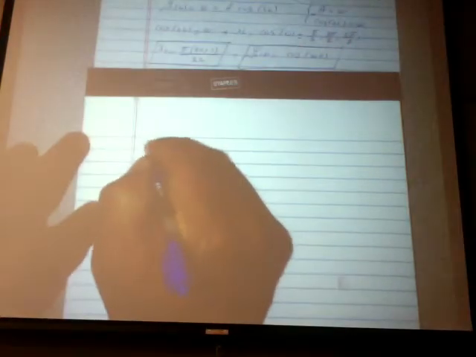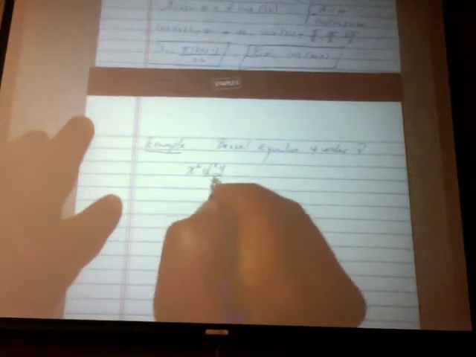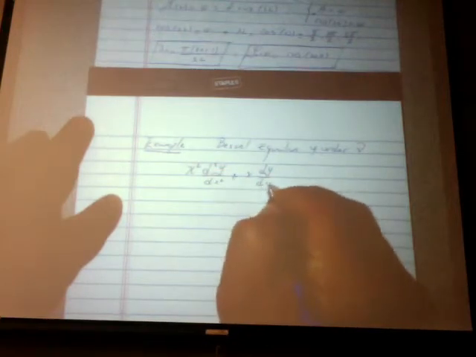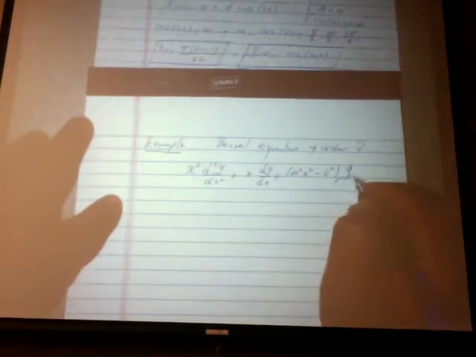All right, let's look at another example. Let's look at the Bessel equation of order nu. The Bessel equation of order nu was x squared d squared y dx squared, plus x dy dx, plus m squared x squared minus nu squared, y of x is equal to 0. So that doesn't look at all like a Sturm-Liouville problem.